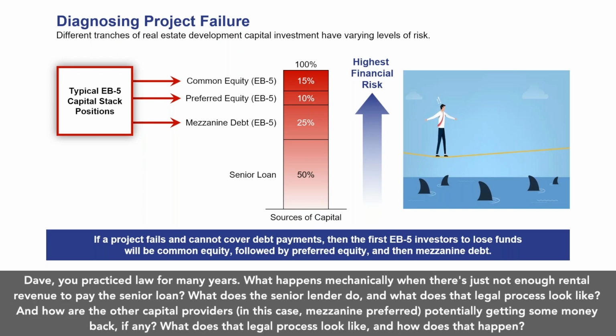Got it. And so Dave, obviously you practiced law for many years. What happens mechanically when there's not enough rental revenue to pay the senior loan, let's say? What does the senior lender do, and what does that legal process look like? And how are the other capital providers, in this case mezzanine and preferred, potentially getting some money back, if any?